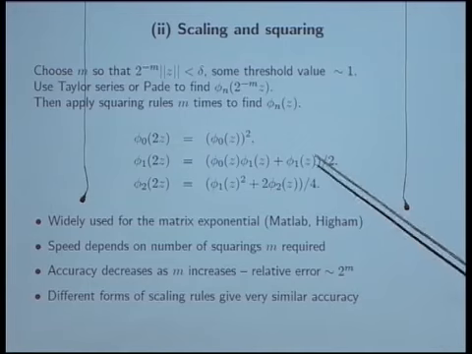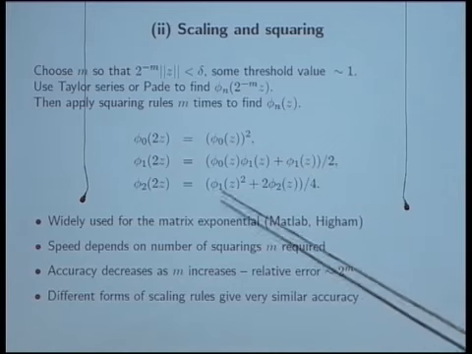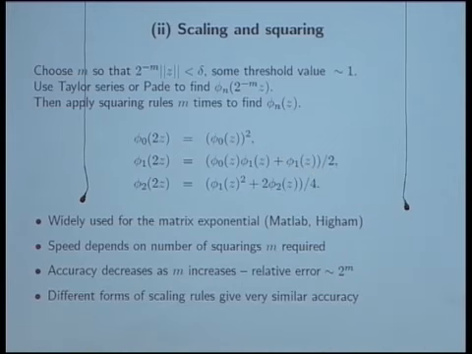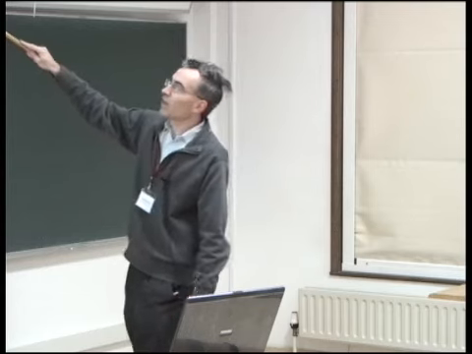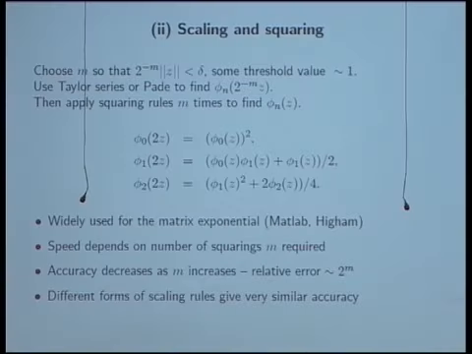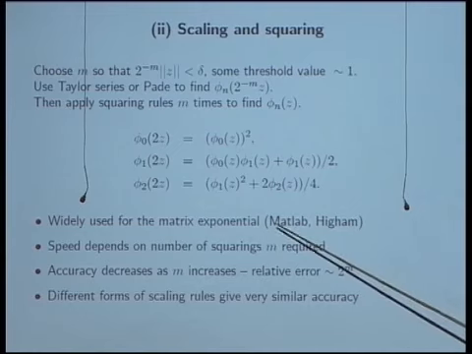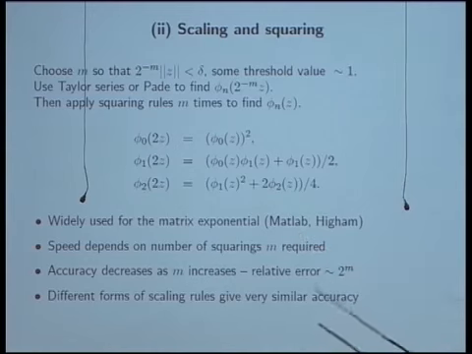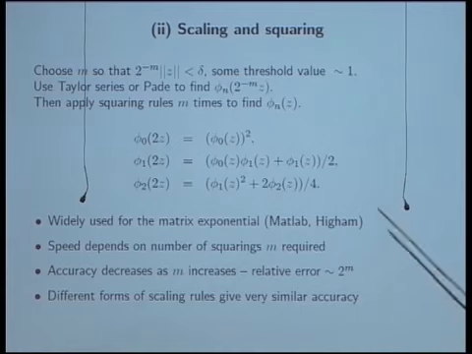And there are scaling rules for each of these functions. So this first function, phi 0, is just the exponential. So this is just saying that e to the 2z is e to the z squared, this first line. And for these other phi functions, e to the z minus 1 over z and phi 2 and so on, there are similar scaling rules that you can use. So this method works fairly well. It's very commonly used for the matrix exponential. If you ask MATLAB to do a matrix exponential, it uses this method, and it uses a version of it due to Nick Higham.